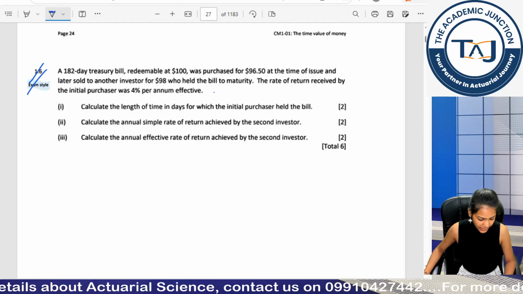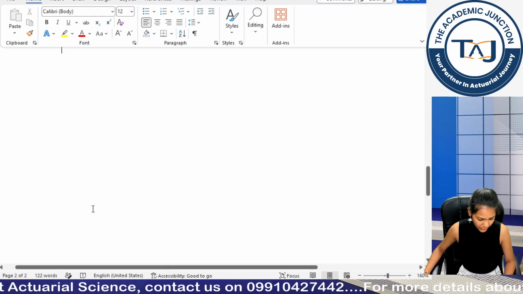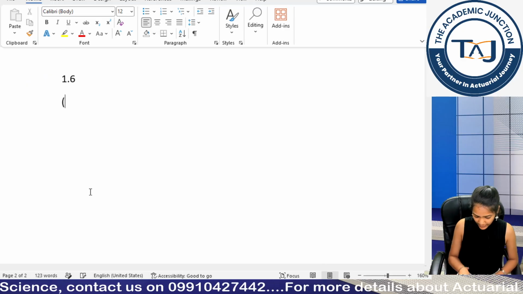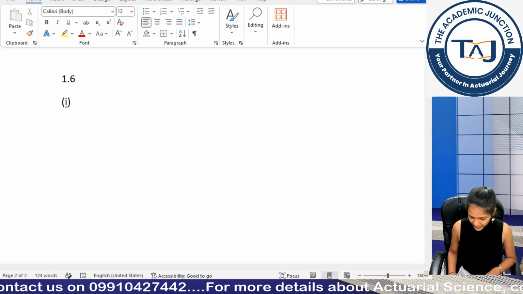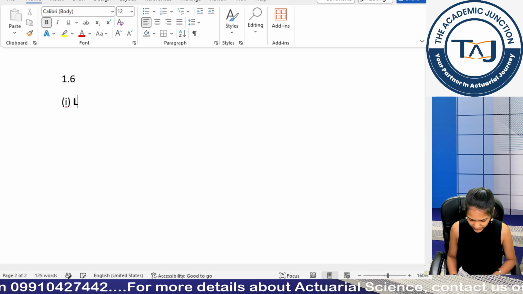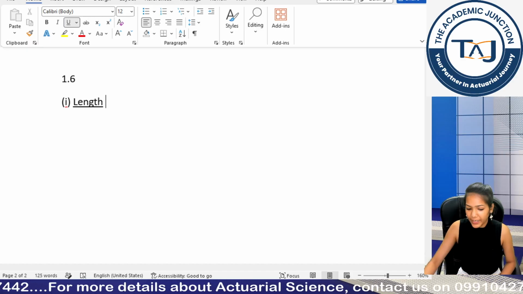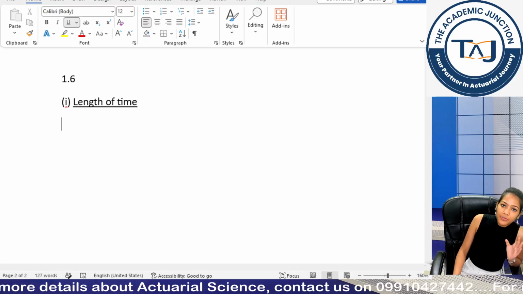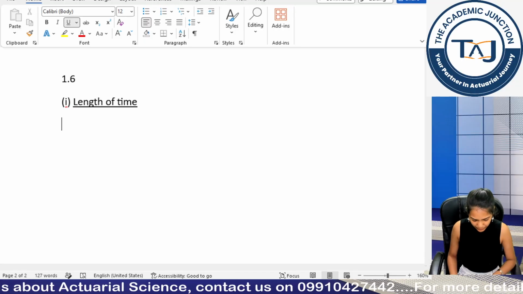So let's start doing it. We are doing question number 1.6, the first part. We can either give a heading to what we are doing in this question. We are basically finding the length of time. This is very optional, you can either give the heading of the part or not. This is completely up to you.